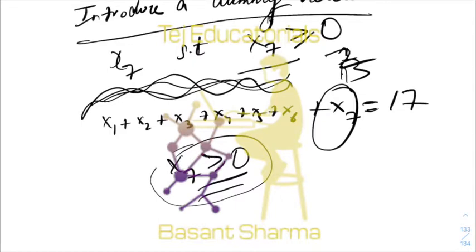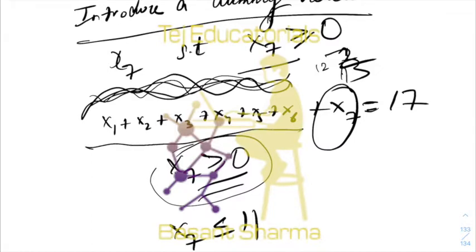Now if you observe, what is the maximum value x7 can take? x1 to x6 can take a minimum value of 1, so x7 should be less than or equal to 11. If x7 is 12, then only 5 objects remain to be distributed among 6 people, which is not possible in such a way that the condition that each one of them should get at least 1 is satisfied.